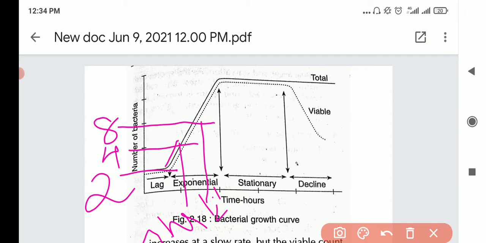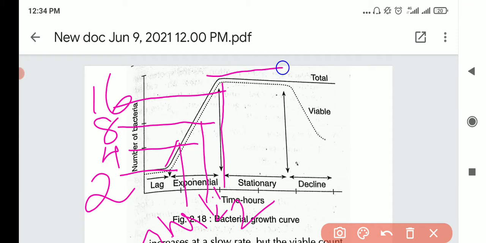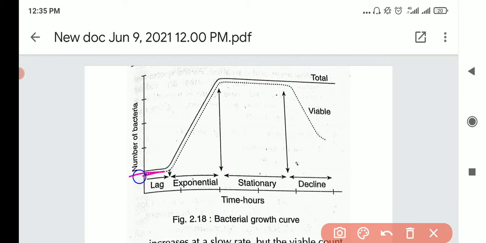8 bacteria. Then after 2 hours we got 16 bacteria. Then at 16 bacteria you are going to see a stationary phase. Here, when there were just 2, 4, 8 and 16, they could grow quickly. There was more than enough food, space, and shelter for everyone, so they increase in number very quickly.